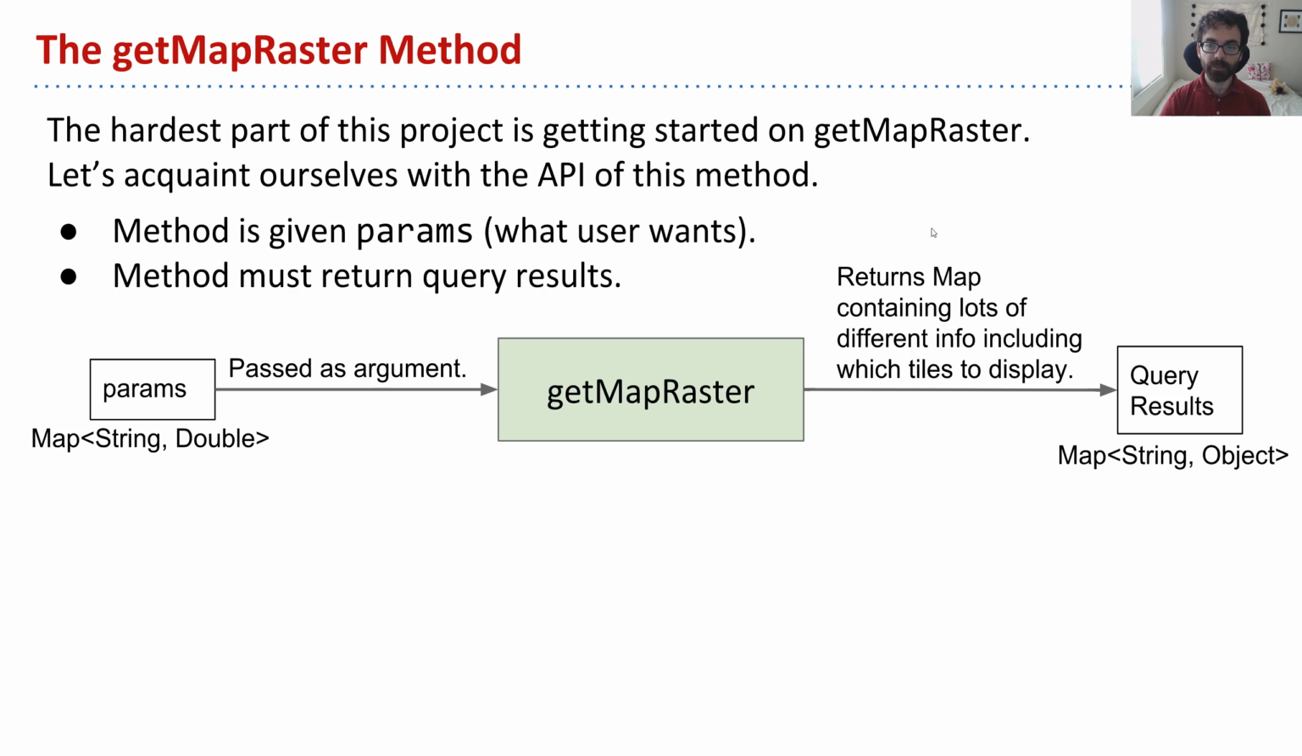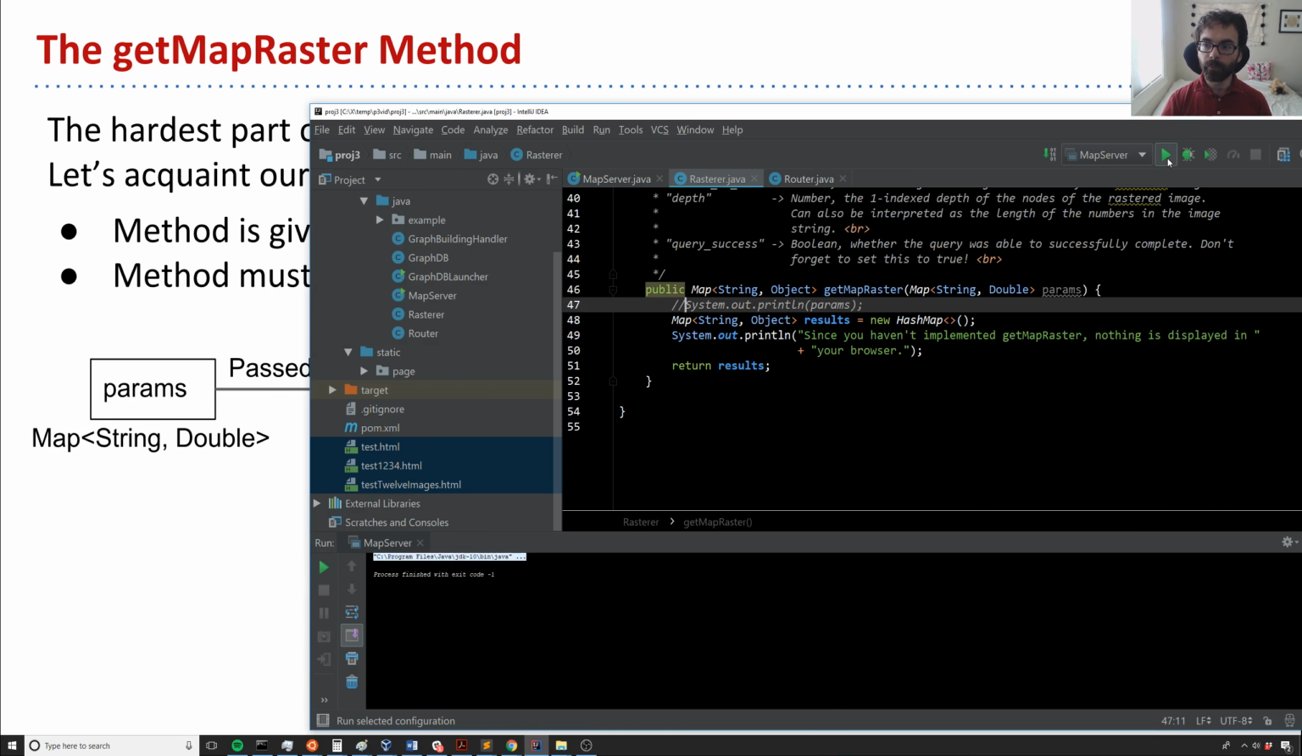And then your function is supposed to return a map that goes from string to object that will supply all of the information needed for the web browser to be able to display the appropriate images. Okay? So it'll become clear as we step through in a little more detail. So let's get a sense of what these params are all about. And we can do that by running our code with this print statement uncommented.